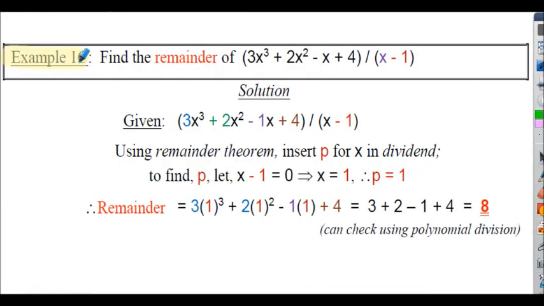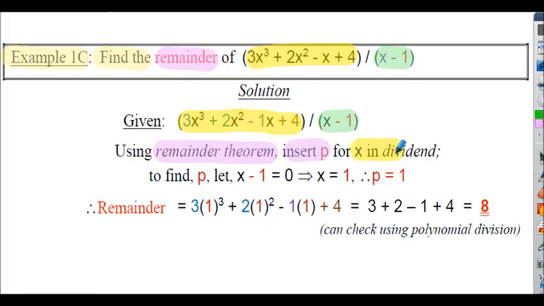Here's example 1c. We've got to find the remainder of 3x cubed plus 2x squared minus x plus 4, that's a cubic expression, divided by x minus 1. In this case, our dividend is the cubic expression, our divisor is x minus 1. Using remainder theorem, we have to insert p or x in the dividend. To find p, we let the divisor x minus 1 equal to 0, solve for x. In this case, p is equal to 1.